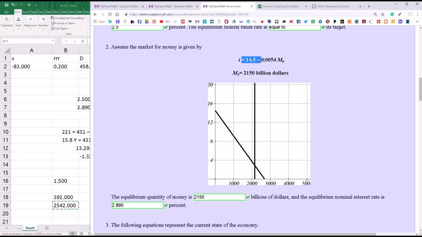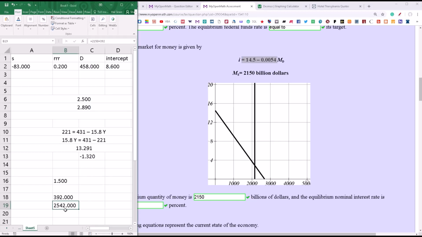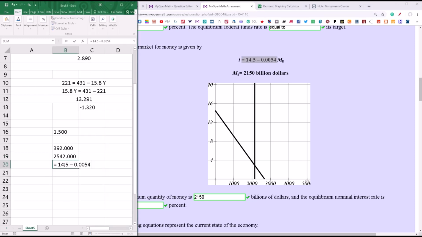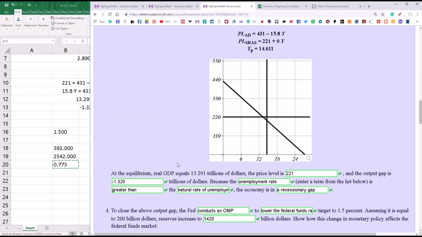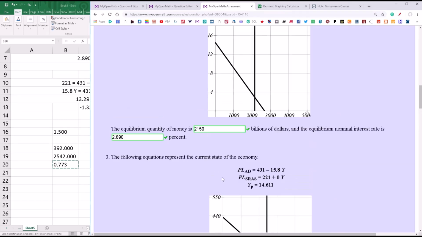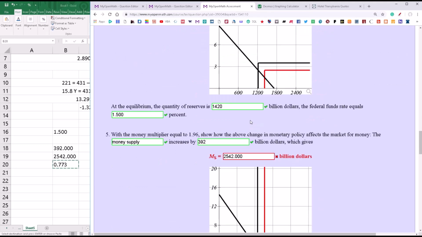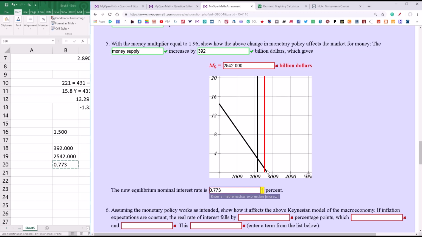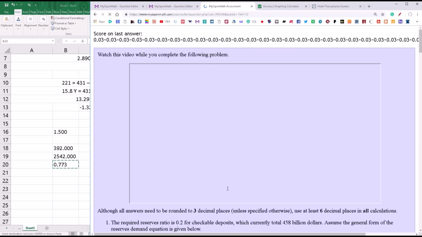So what I'm going to do is copy this here into Excel. I'll change that to a minus symbol. We're going to multiply that by the new quantity of money, 2542. And we get a nominal interest rate of 0.773. So interest rates for consumers in general were 2.890. Interest rates for consumer firms now are at 0.773. So let's go ahead and enter there.